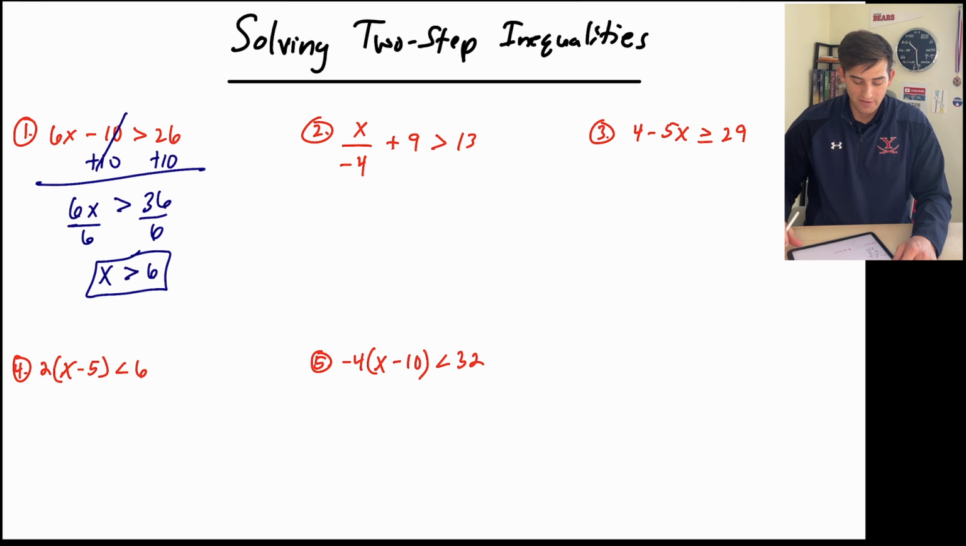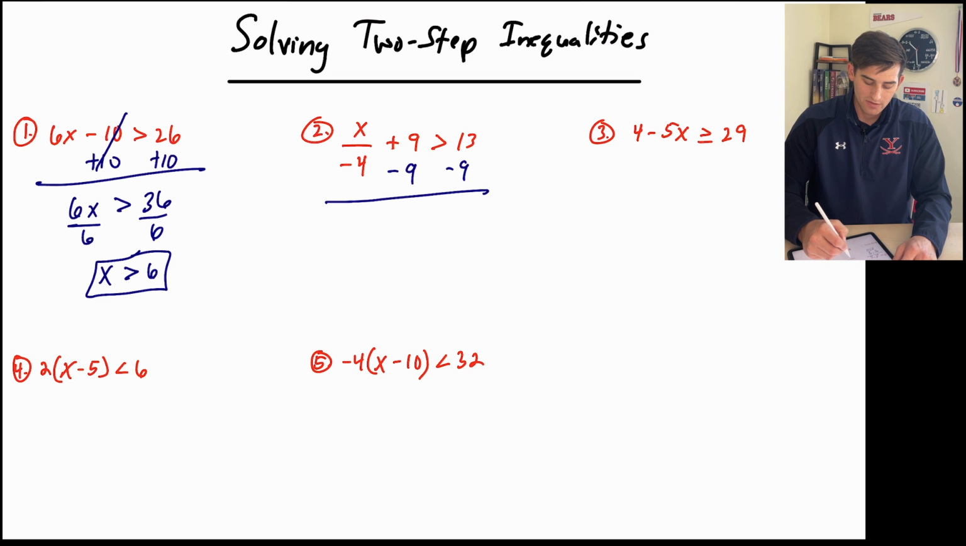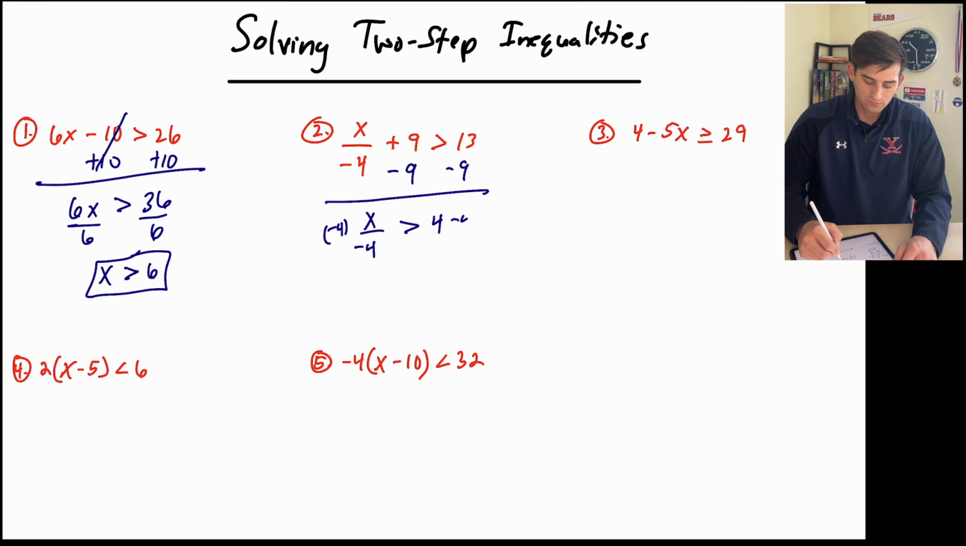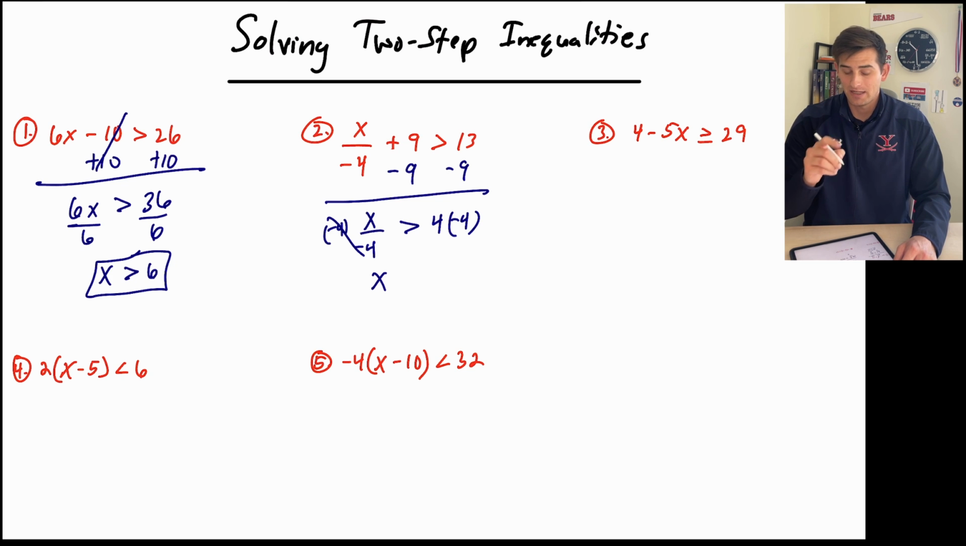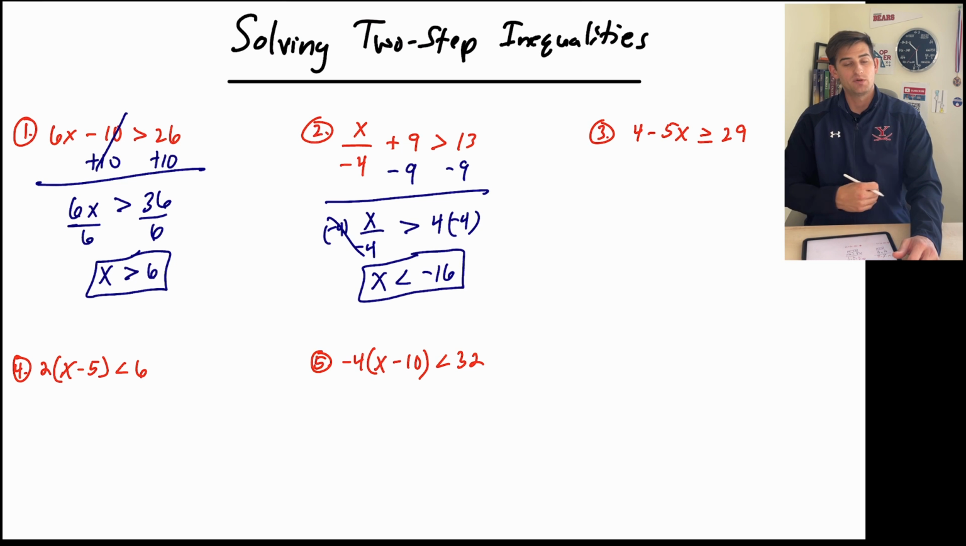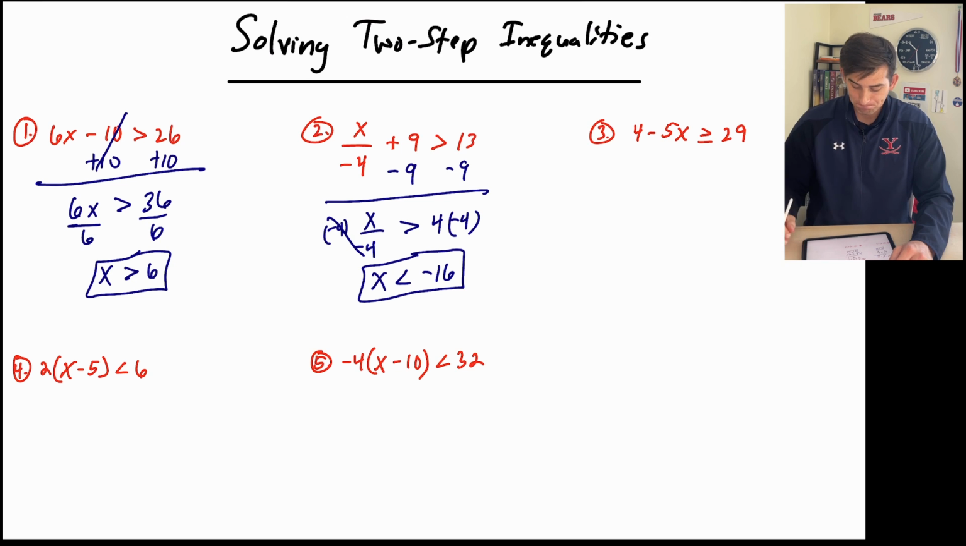Number 2, x divided by negative 4 plus 9 is greater than 13. Let's undo the addition first, so subtract 9. So x divided by negative 4 is greater than positive 4. Now, let's undo the division by multiplying by negative 4. That's going to cancel the negative 4s. We get x is, now we got to switch. So greater than becomes less than, and 4 times negative 4 would be negative 16. So we multiplied by a negative there, so that's why we got to switch that inequality symbol, okay?